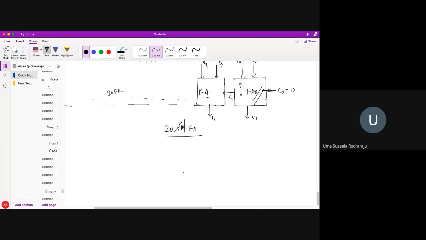Now tell me, in a full adder, how many XOR gates and AND gates are required? I just require them like this. This is my full adder. Am I correct?